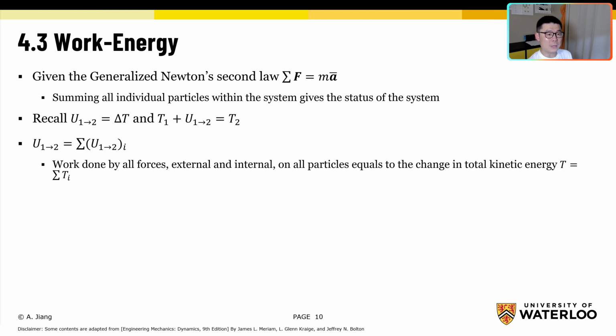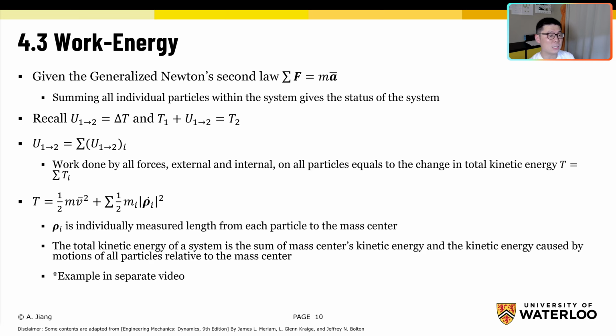Now, think about the total energy of the system: it can be calculated by summing the change of each individual particle. Let's call each one i in the system. That is, U, the total energy from point 1 to point 2, is equal to the sum over every individual particle of the work done from point 1 to point 2. Then the total kinetic energy is a sum of the work done by all forces, external and internal, on each individual particle.